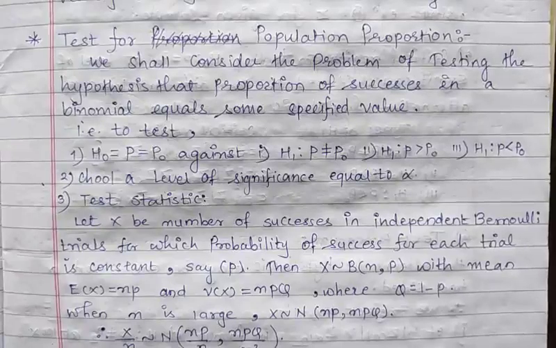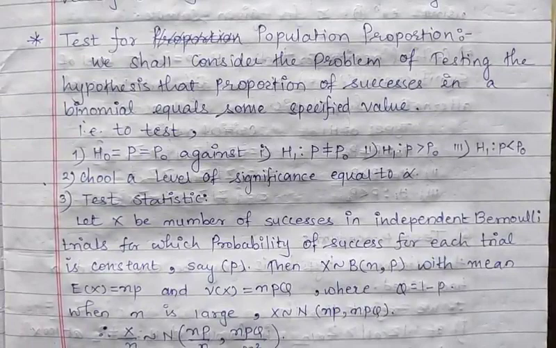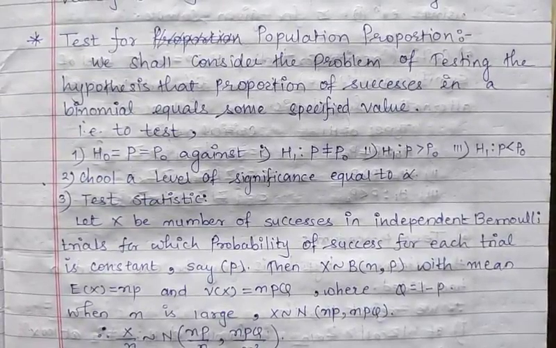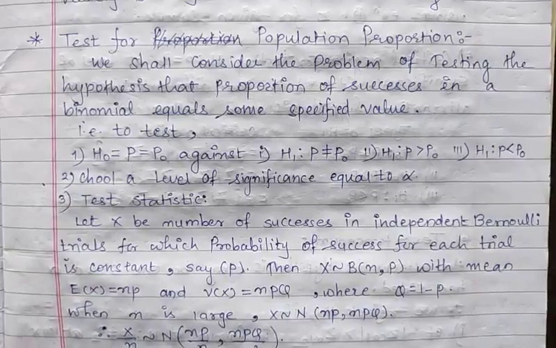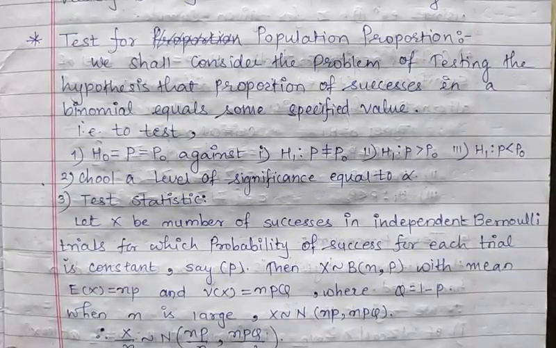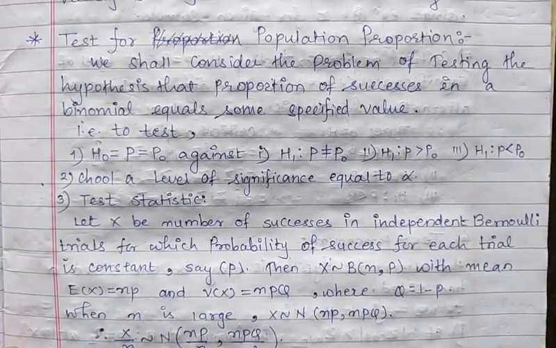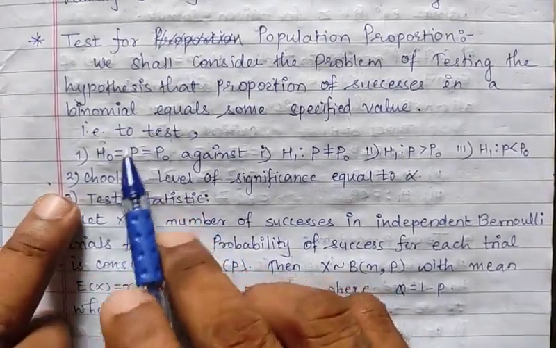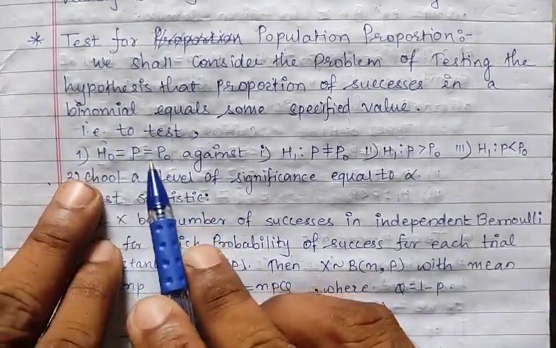Hello students, in this lecture we will see the third test, which is the test for population proportion. Now let's see the procedure. We shall consider the problem of testing the hypothesis that the proportion of successes in a binomial experiment equals some specified value. So this is our null hypothesis always, H0: P is equal to P naught.